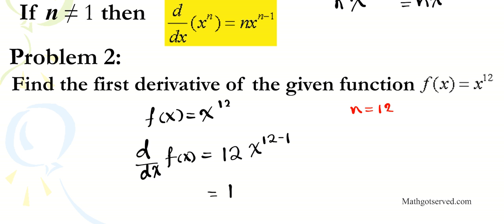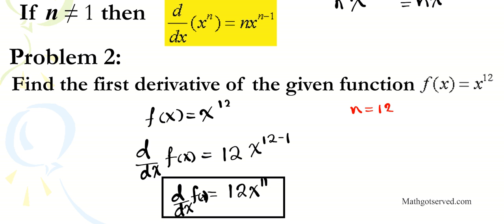So we're going to have 12x to the 11th power. So the derivative of f with respect to x is 12x to the 11th power. Okay, so there you have it. All right, let's try another rule.